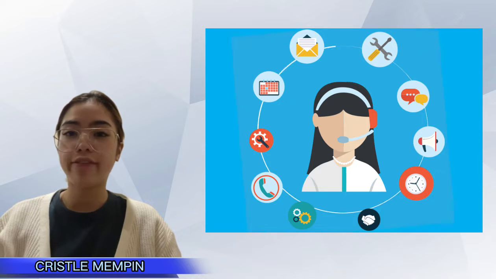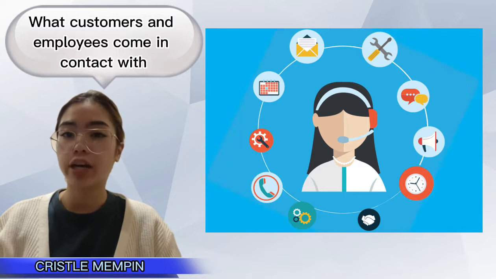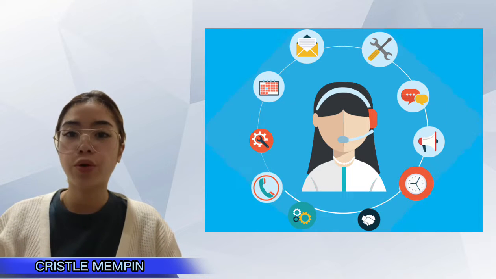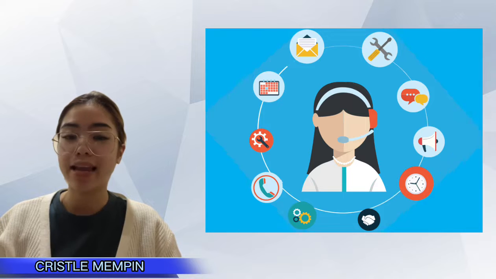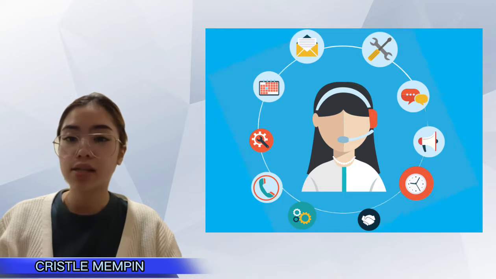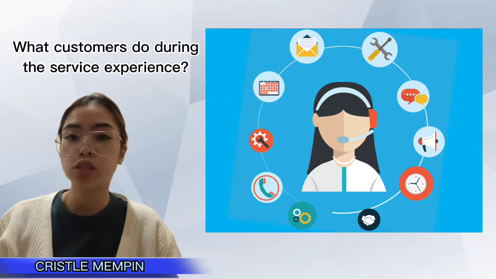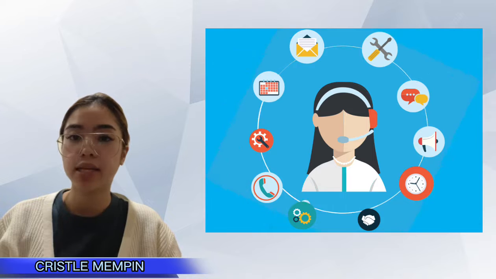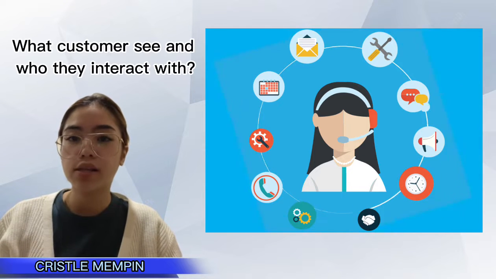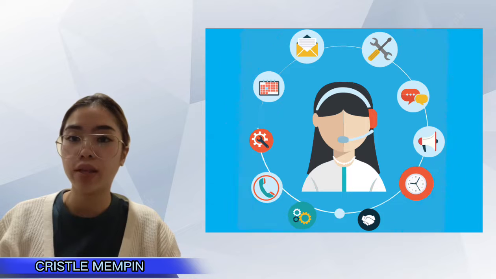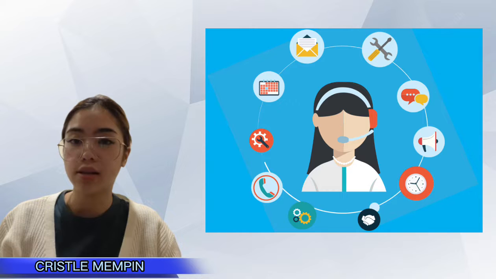First is physical evidence. What customers and employees come in contact with. Though first in line, it's usually the last element added. Second is customer service. What customers do during the service experience. Third is the front stage or visible employee action. What customers see and who they interact with. For tech-heavy businesses, add in or replace this category with the technology that interacts with the customer.